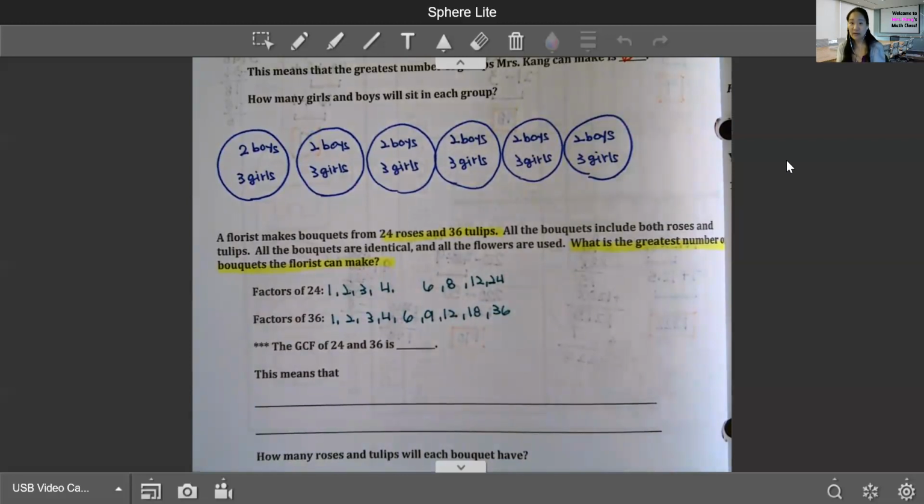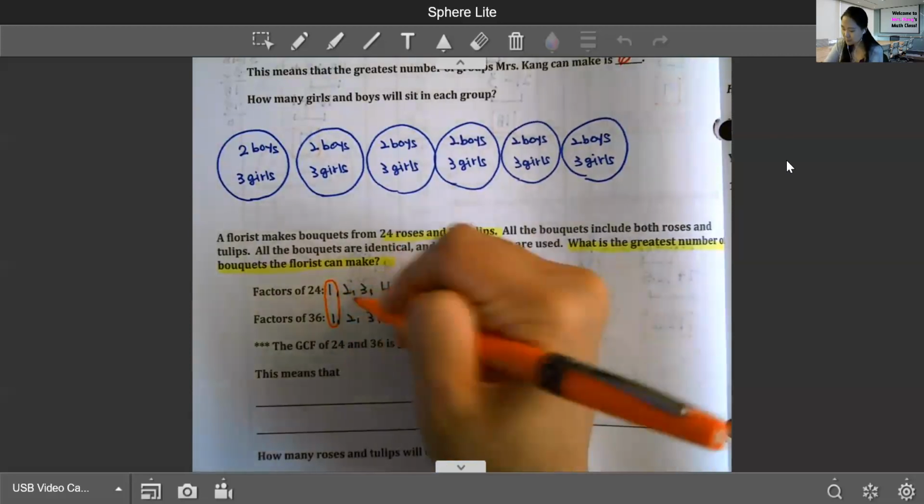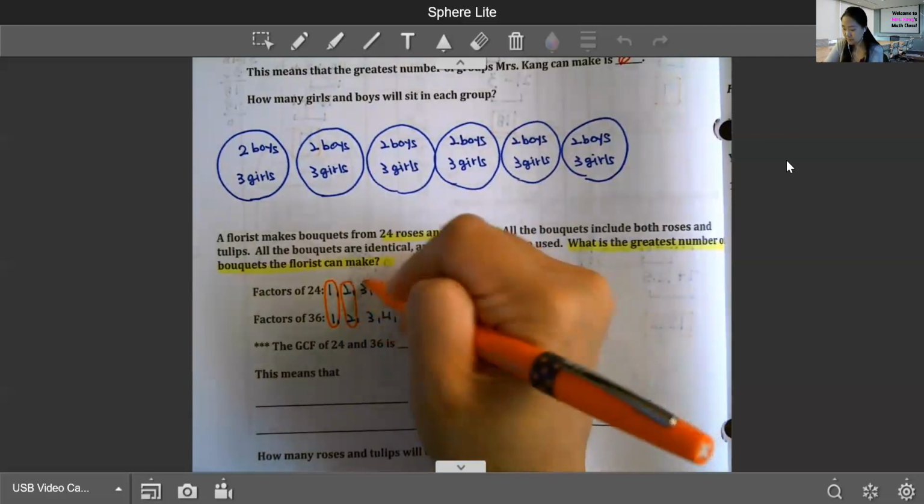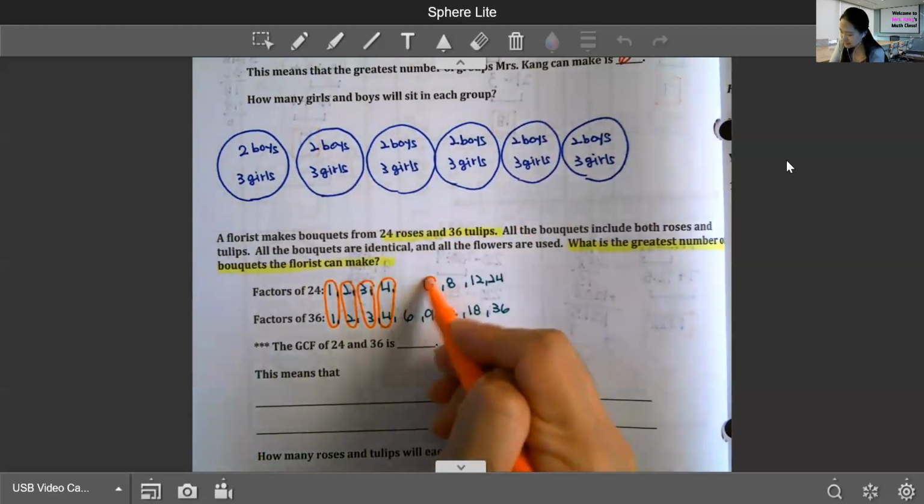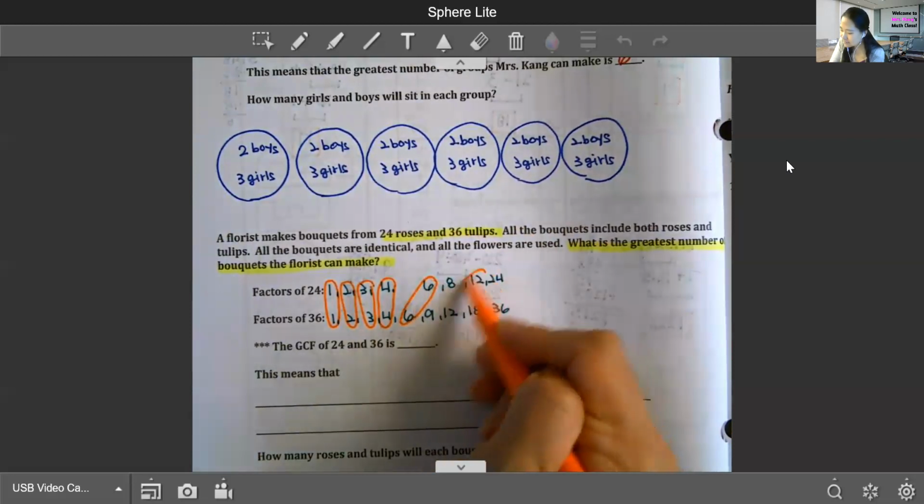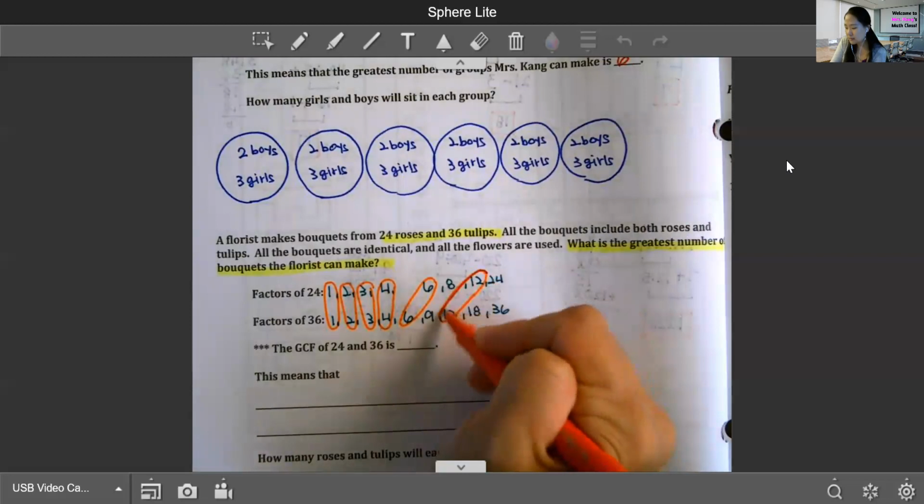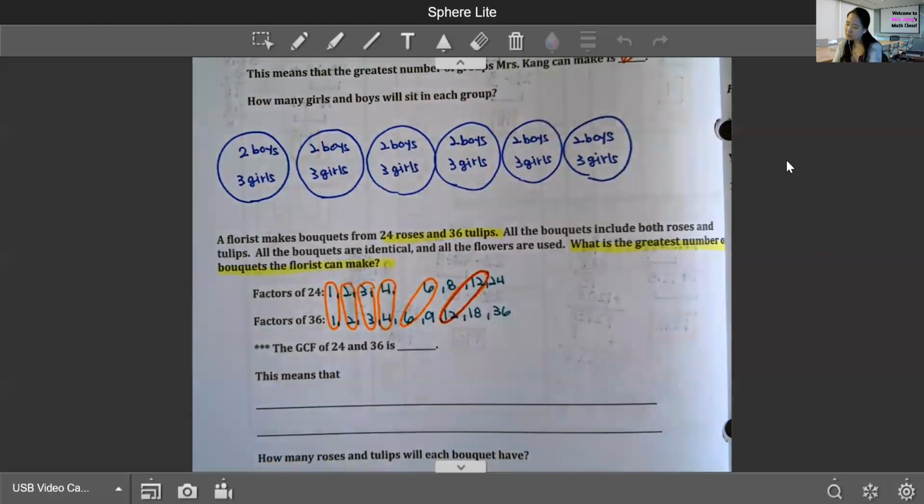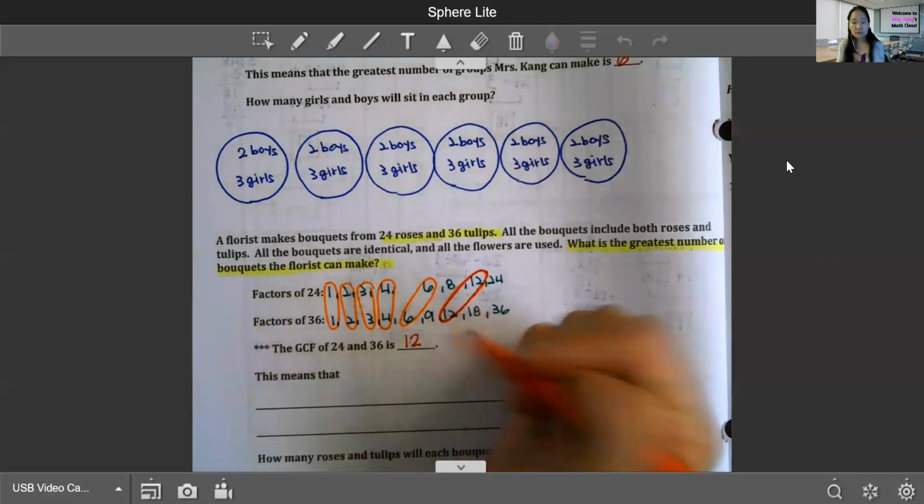Now that I found the factors, I'm going to circle the common factors. Always 1, 2, in this case, there's 3, 4, 6, and 12. Okay? Out of these common factors, my greatest common factor is 12. So the greatest common factor of 24 and 36 is 12.